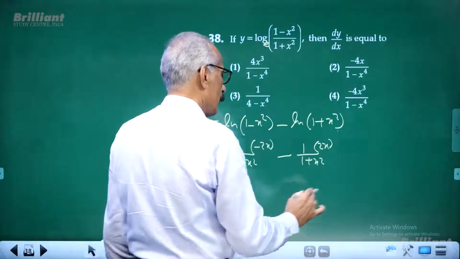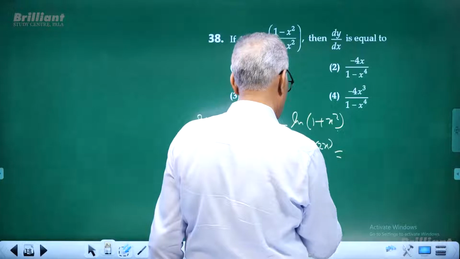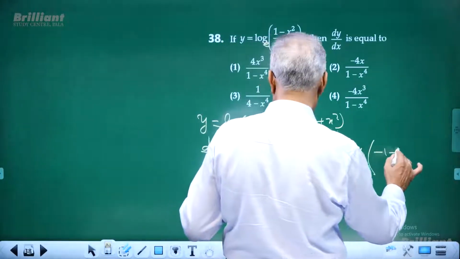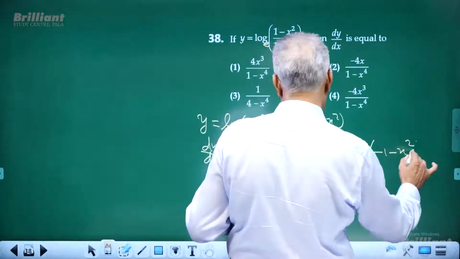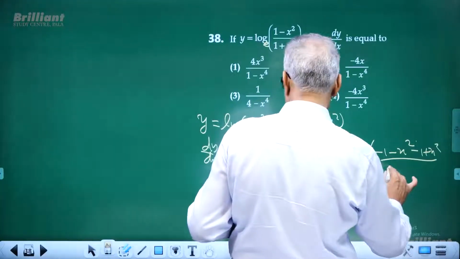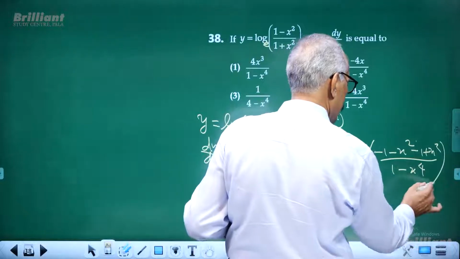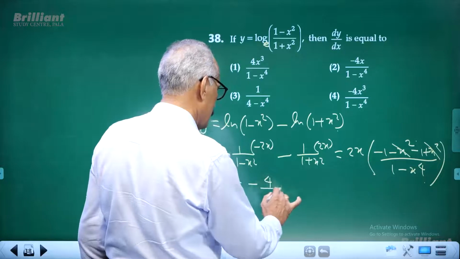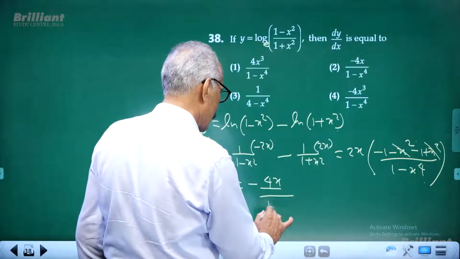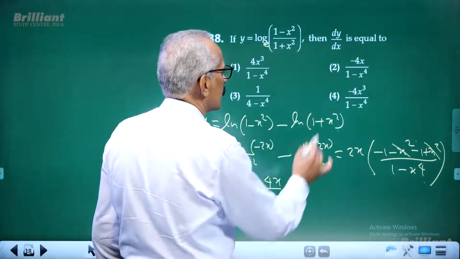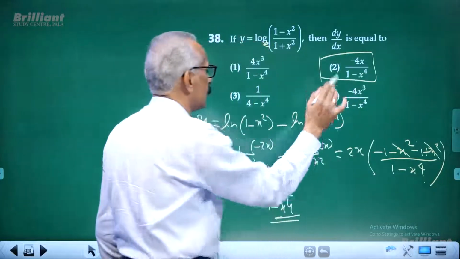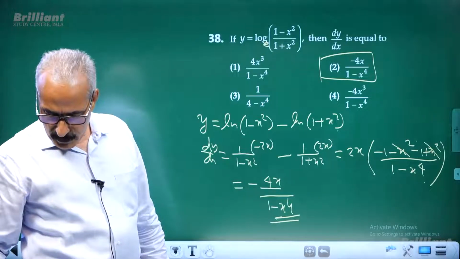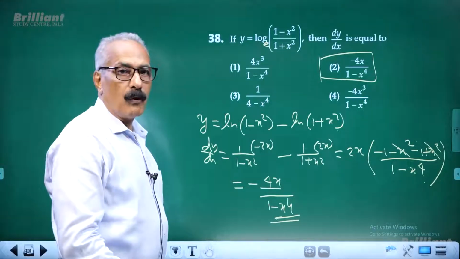Okay, so you can take 2x out. When you take 2x out, this is minus, minus 1 minus x square, and this will become minus 1 plus x square, divided by 1 minus x raised to 4. When you take LCM, x square and x square cancel. So you have minus 4x divided by 1 minus x raised to 4. You have the answer 2. Here, question 38, answer 2 is correct. Now we'll move on to 39.